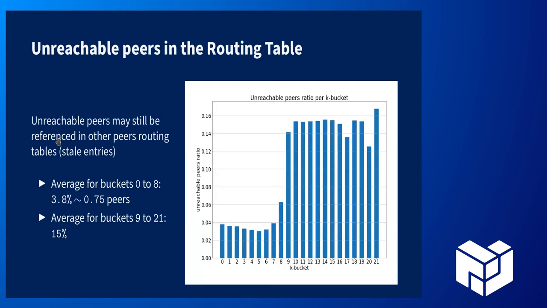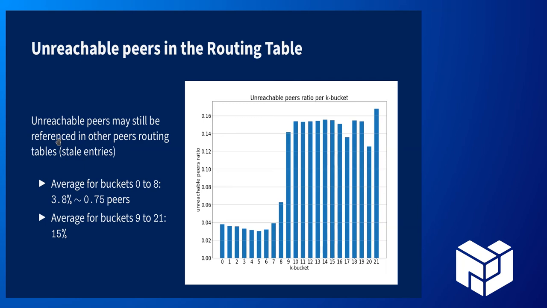So the results we get from this study: first, we want to study what's the ratio of peers that are in someone's routing table but are unreachable from the network, so basically stale entries in the routing table. So that's the result we get.